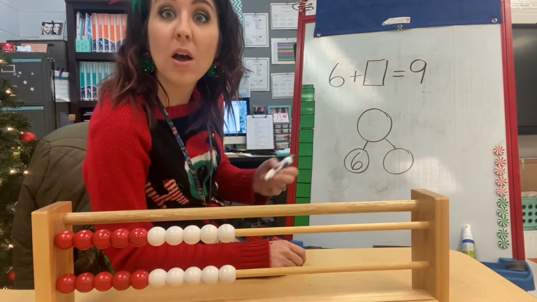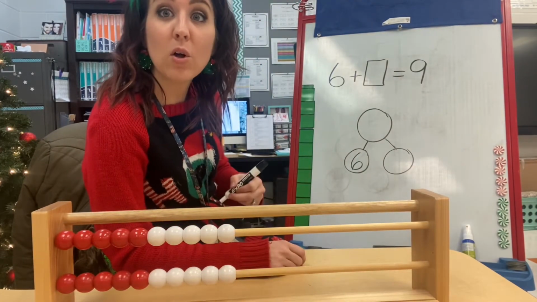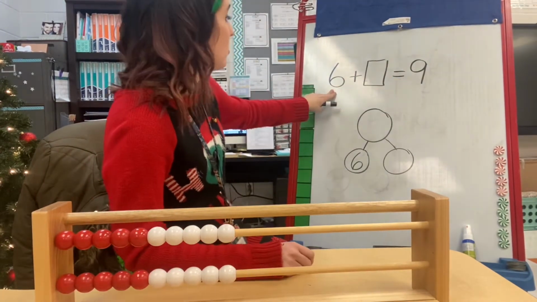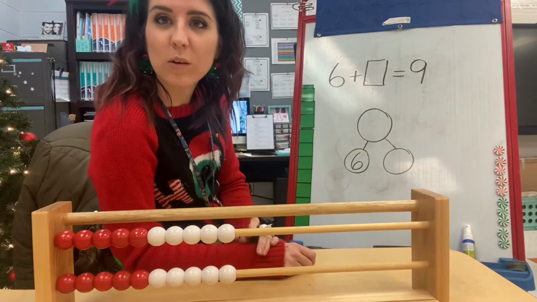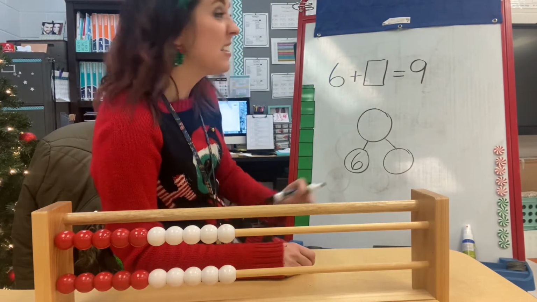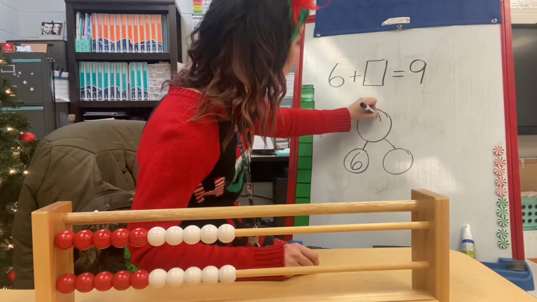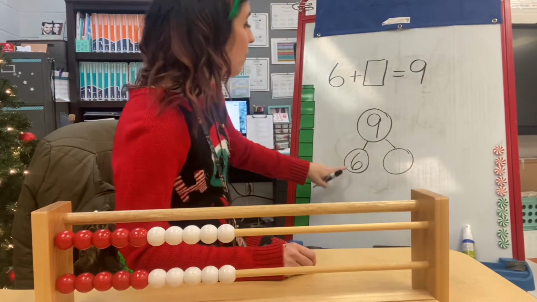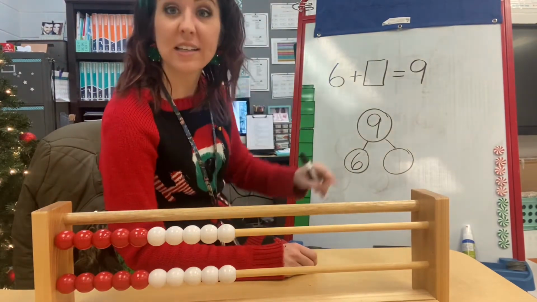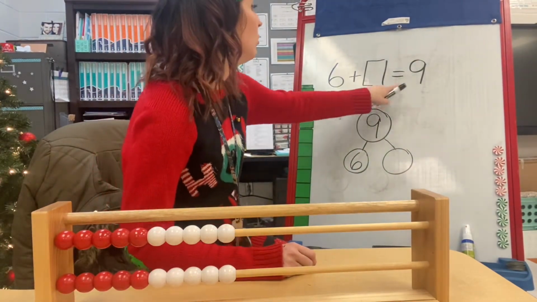Say it with me. Part plus part equals whole. So 6 is one of the parts. What about 9? What is 9 in the equation? 9 is the whole. So we're going to put it up here. So that means we are missing a part. It's one of the parts that's missing. Part plus part equals whole.